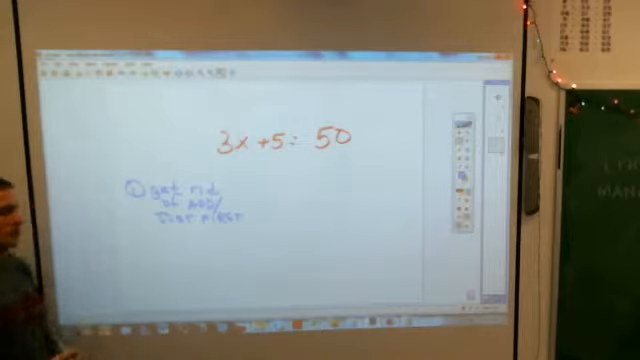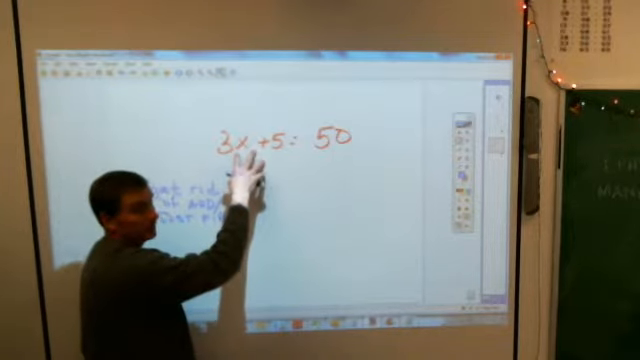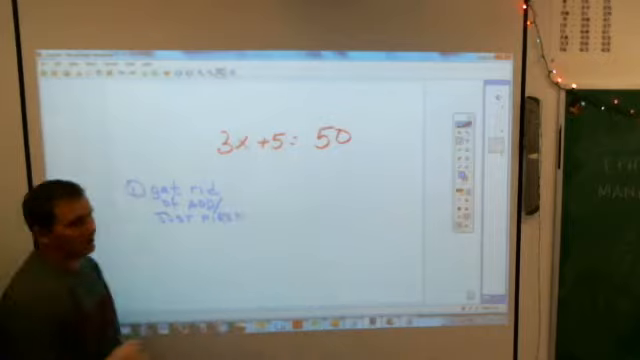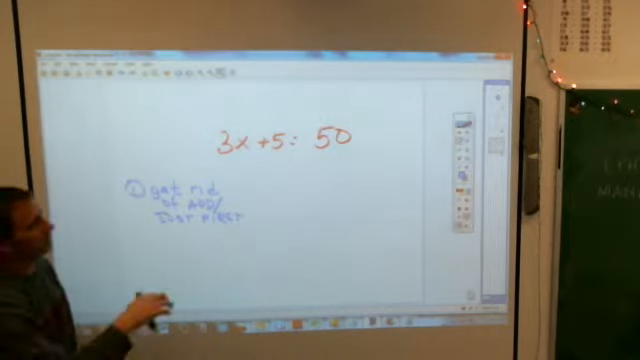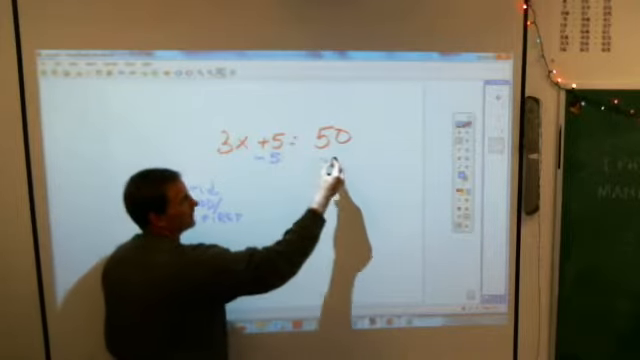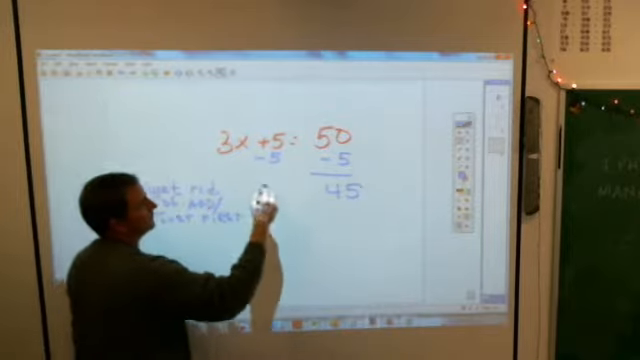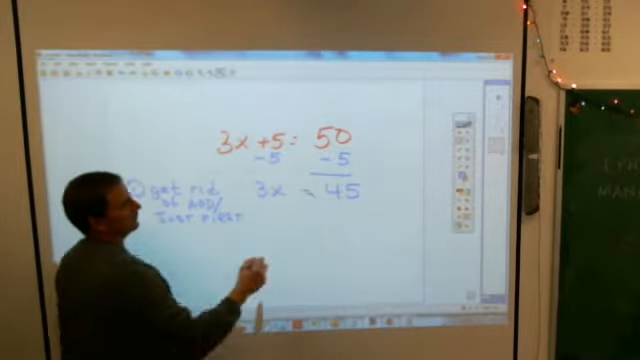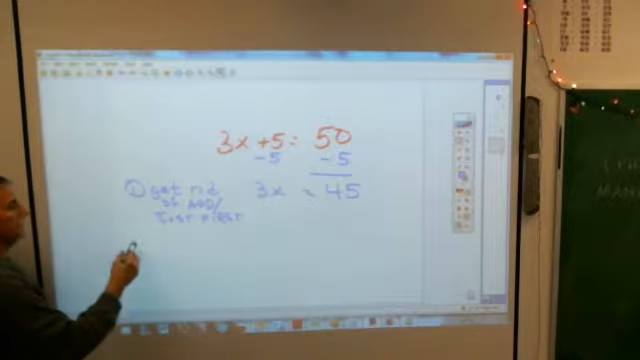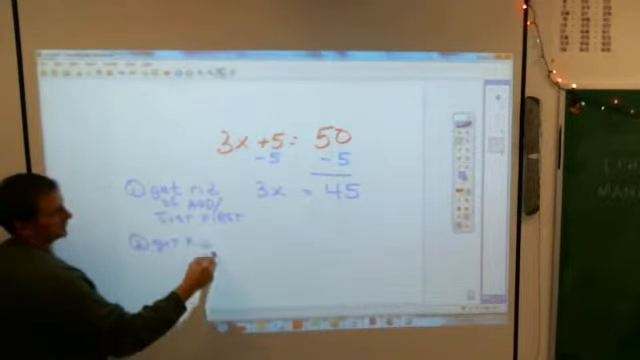Because when you solve an equation, you're actually going backwards. You have the answer, and you need to undo this is really what you're doing. So, if I were giving this problem, your first step would be to get rid of adding 5 by doing this. I subtract 5, I subtract 5. You end up with a 45 here, and then you get 3x equals 45. And then your second step is to get rid of multiplication and division.